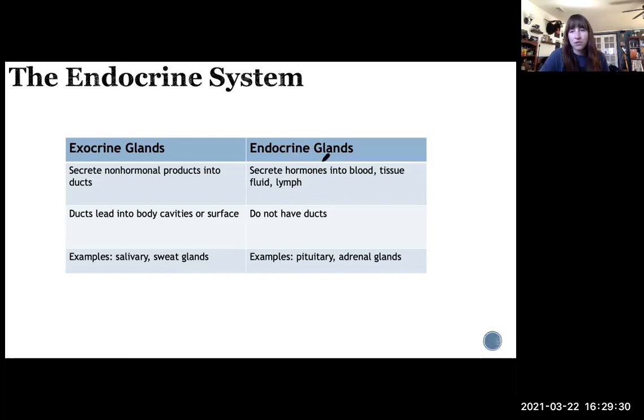We talked about these two different types of glands a little bit in the histology portion of Bio 50A, so hopefully this is review for you. Endocrine glands secrete hormones. They secrete them into the blood or into tissue fluid or lymph, okay? Not onto the surface of the body or out into the outside world. They get secreted directly into the bloodstream and they don't need ducts to do it, okay? So while exocrine glands use ducts, your endocrine glands do not.